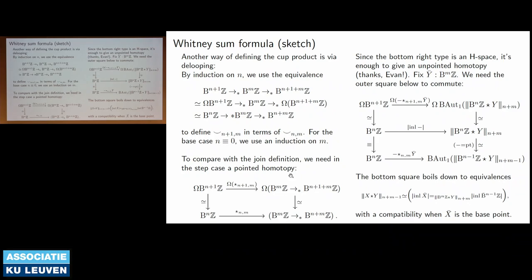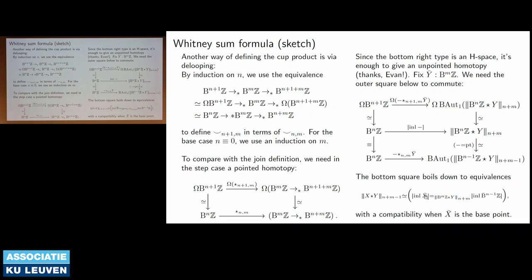So let's fix, let's say, an argument in BmZ. And we need this outer square here to commute, where I've changed the right-hand side slightly. And the top square sort of commutes for trivial reasons. And the bottom square then boils down to these equivalences. So it's a special case. It doesn't always hold that if you take a loop space on the left-hand side of a join, it usually has nothing to do with taking the loop space of the join, but it does in this case.